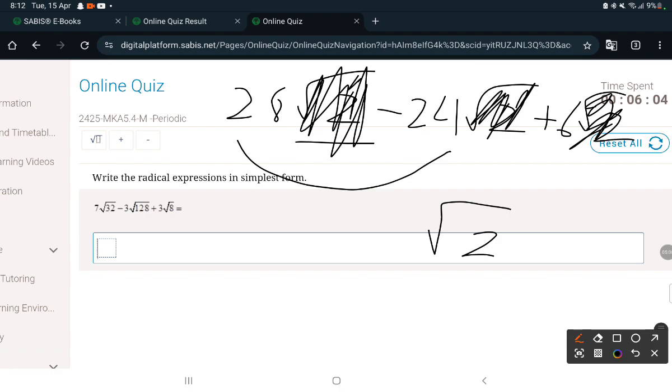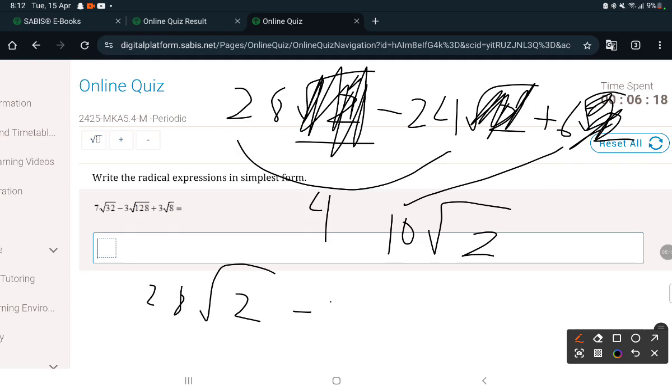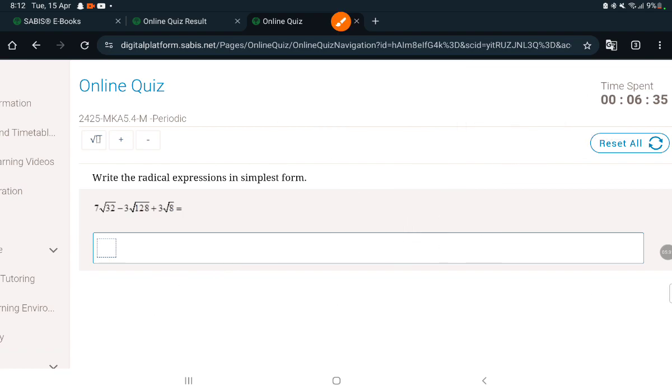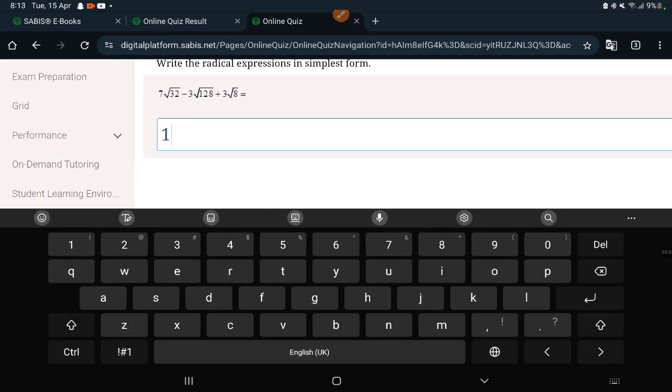So you do 28 minus 24, that's going to be 4. And then plus 6, that's going to be 10. So it's going to be 10 radical 2. That's your final answer. And as I said, you don't just cancel out this radical 2 and leave it. Yeah, that's not how it works. When you have this, the radicand, you just leave it to the side. So that's going to be 10 radical 2.